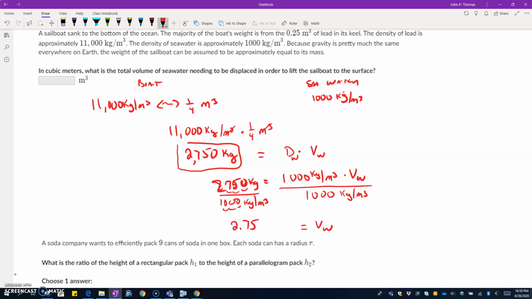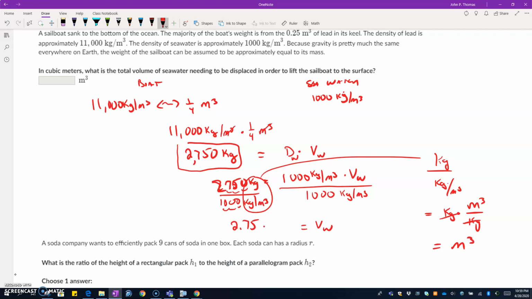But then I need to find out what units that would be. So I'm going to investigate the units, and I'm going to pull those over here to the side to do that. I have kilograms over kilograms per meter cubed. That's equivalent to kilograms times the reciprocal, meters cubed over kilograms. Kilograms cancel, I'm left with meters cubed. So I'm looking at a volume of water that needs to be moved of 2.75 cubic meters.